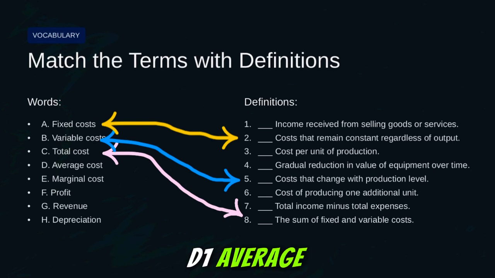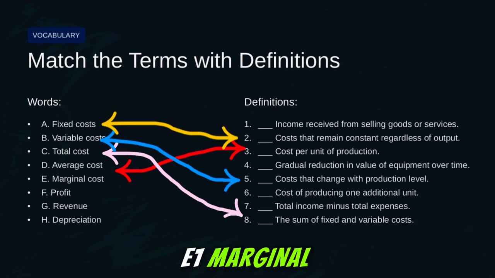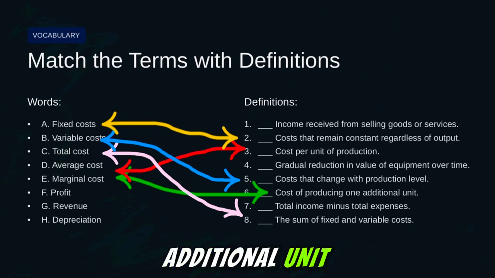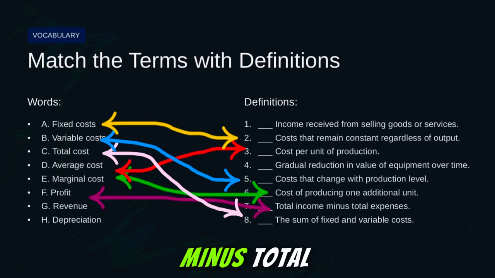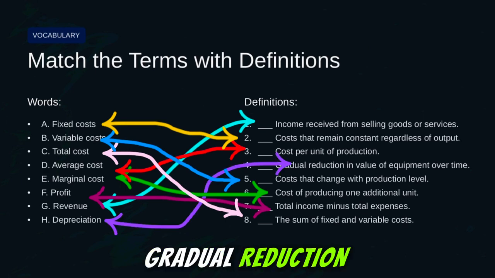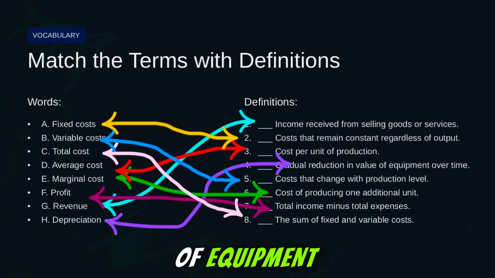D. Average cost. This is cost per unit of production. E. Marginal cost. This is cost of producing one additional unit. F. Profit. This is total income minus total expenses. G. Revenue. Income received from selling goods or services. And the last one, depreciation. This is gradual reduction in value of equipment.